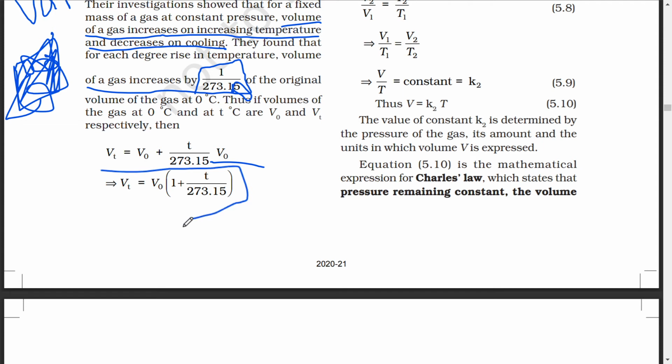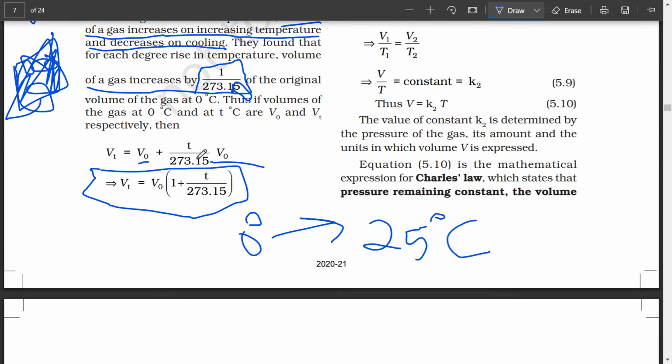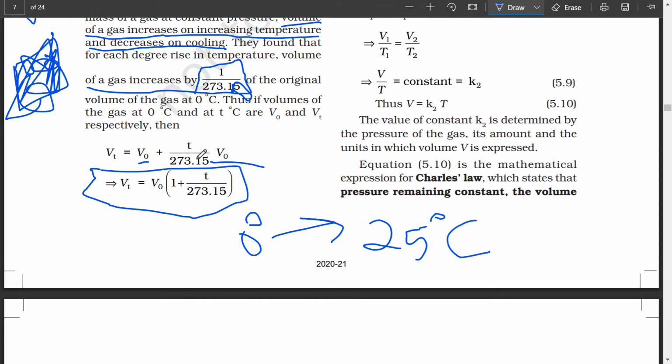Look, final temperature is nothing but initial temperature plus how much temperature you are increasing. Like if you are going from 0 degree to 25 degree. Here you must take the value in degree Celsius. The reason is this formula is obtained in sense of this one.